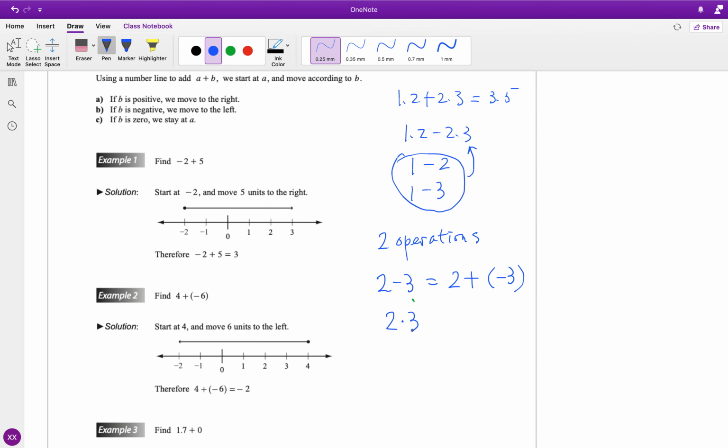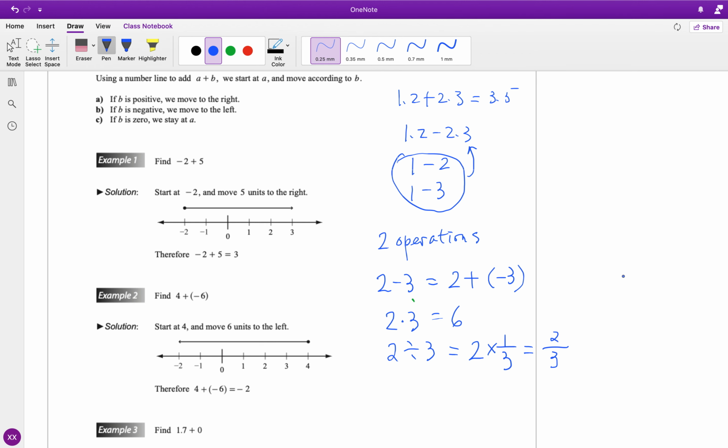Now multiply, okay, well 2 multiplied by 3, sure. 2 multiplied by 3, then equals 6. Now how about divide? Now 2 divided by 3, what does that mean? That means 2 multiplied by the reciprocal, 1 over 3. Therefore, that is 2 over 3.